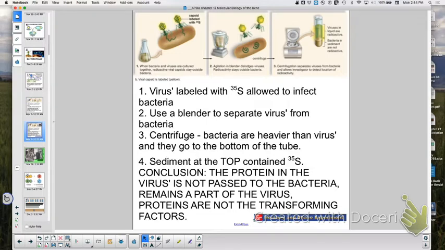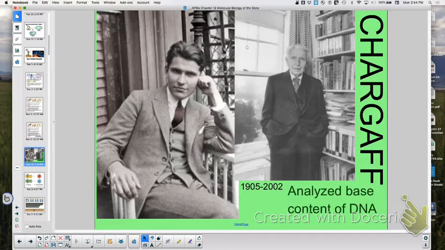But one of the very first experiments was a man named Chargaff. And Chargaff, when he did his experimentation, he came up with a couple of things. Do you remember what the couple of things are?